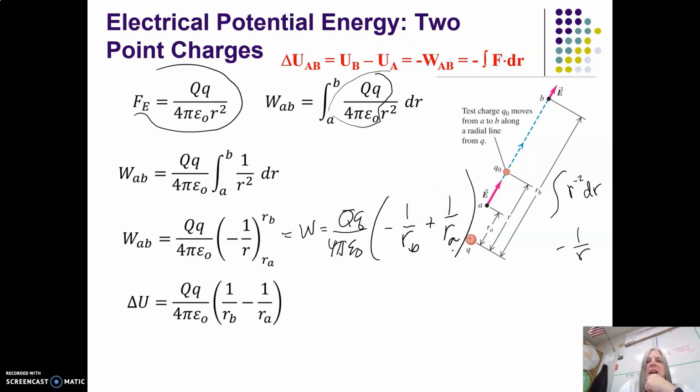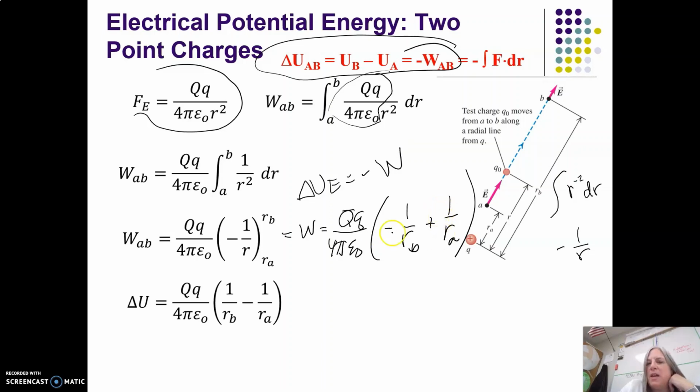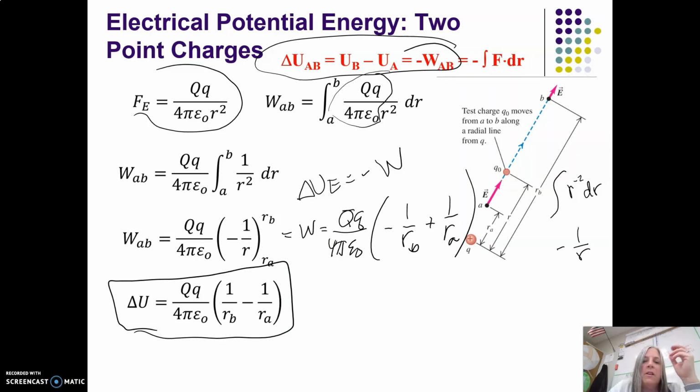Now, remember that these are opposites in signs. So this is the work done. But if I want the electric potential energy, then I'm going to multiply a negative through all of this because the electric potential energy and work are opposite signs. So if I multiply the negative through, then I'm going to get this equation right here. So the electric potential energy of point charges, if I have 2 point charges, is going to be Qq over 4 pi epsilon naught and then the subtraction of 1 over the distances.